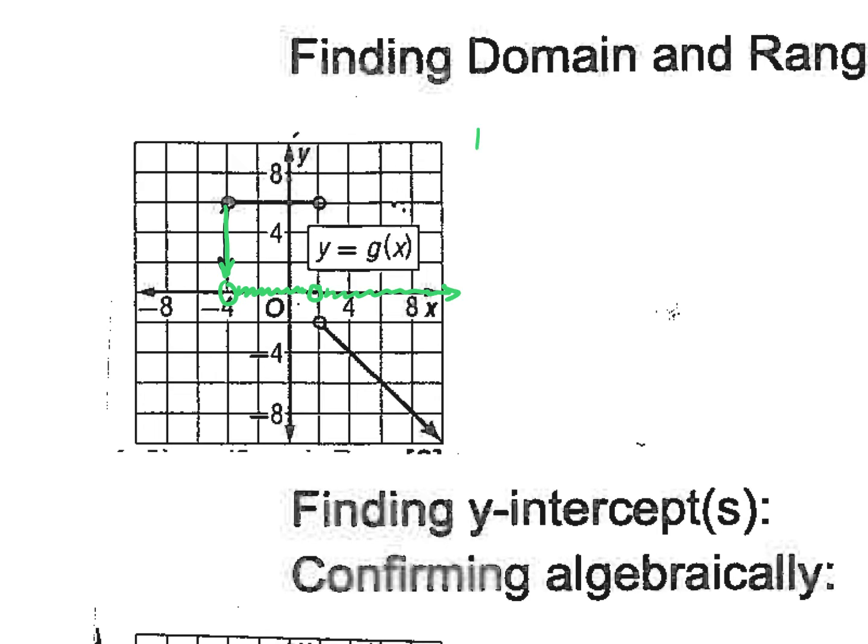So what is the domain? Write the intervals. From where to where? Open circle at what? So we're going from -4 to where? Okay. Union of that with what? 2, 2.